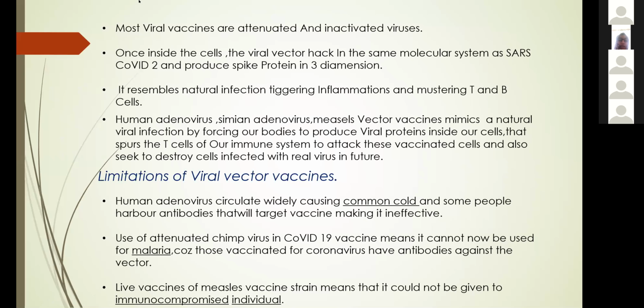Human adenovirus circulates widely causing common cold, and some people harbor antibodies that will target vaccine making it ineffective. Use of attenuated chimpanzee virus in COVID-19 vaccine means it cannot now be used for malaria because those vaccinated for coronavirus have antibodies against the vector. Live vaccines of measles vaccine strain means that it could not be given to immunocompromised individuals.